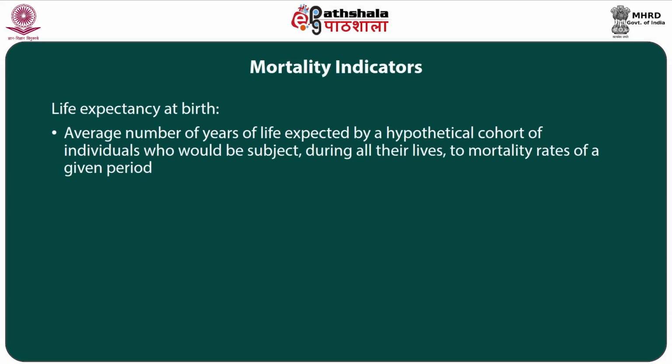Let us talk about the mortality indicator. Life expectancy at birth is the mortality indicator. It is the average number of years of life expected by a hypothetical cohort of individuals who would be subject during all their lives to mortality rates of a given period. If a child is born today, what is the life expectancy at birth for that child? That can be estimated. If it says that life expectancy at birth is 70, that means a child born today is expected to live up to 70 years.